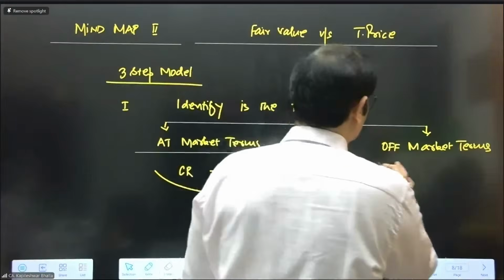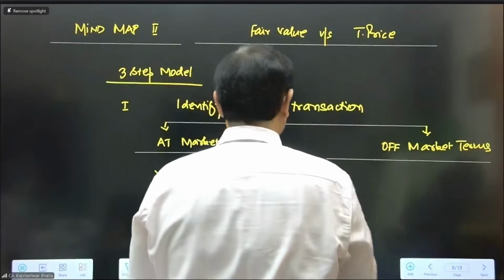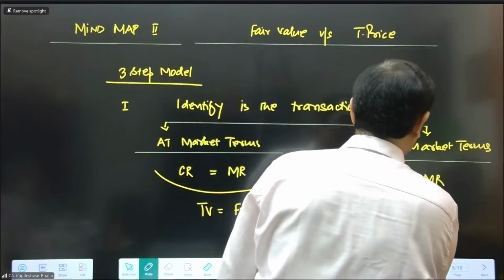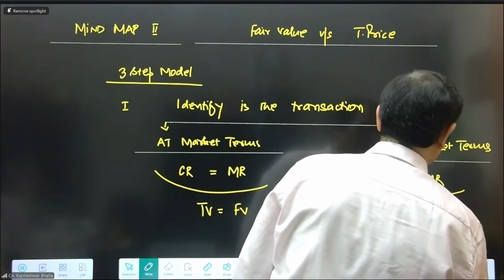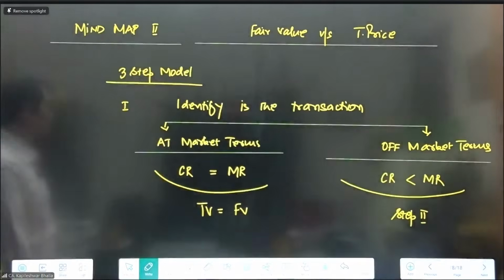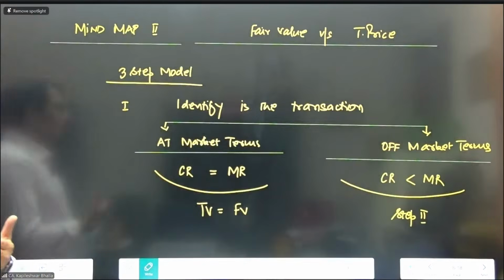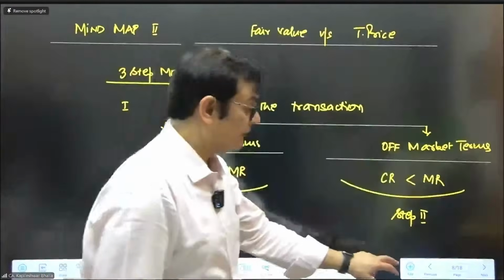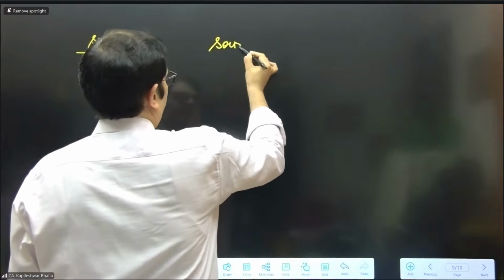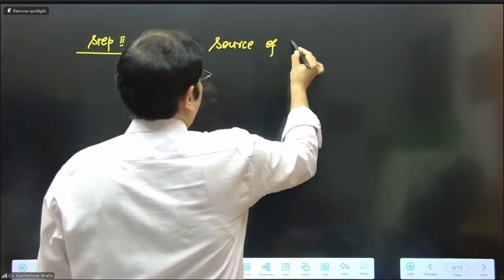But if it is supposed to be off market terms, we'll certainly see that the contracted rate is less than the market rate. And in this particular case, we need to go to the step number 2. So this is one observation which you need to make in the question, that first you compare the CR and the MR. Next. The second is the step number 2. And the step number 2 is to see the source of fair value.